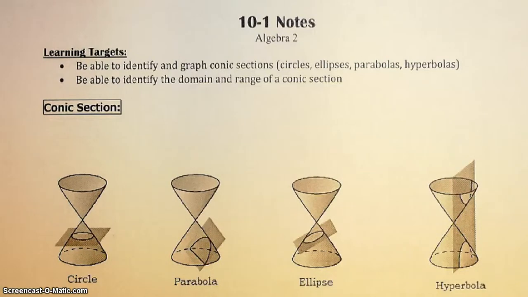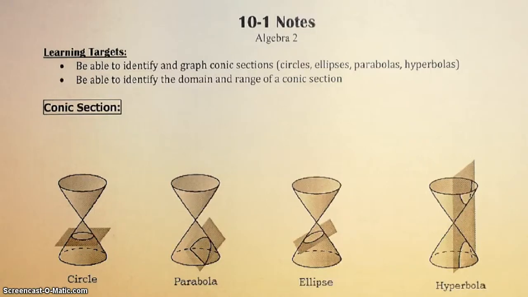Targets today: you're going to be able to identify and graph conic sections. There are 4 types you should have seen in the intro video. They are circles, ellipses, parabolas, and hyperbolas. And then the second target is to be able to identify the domain and range of a conic section.